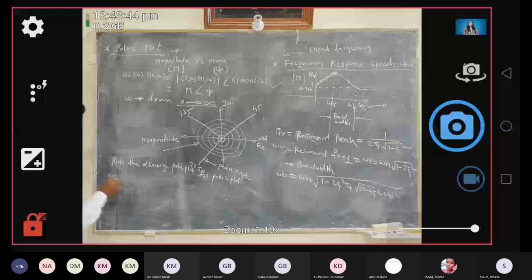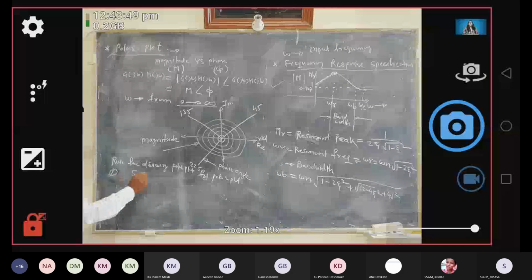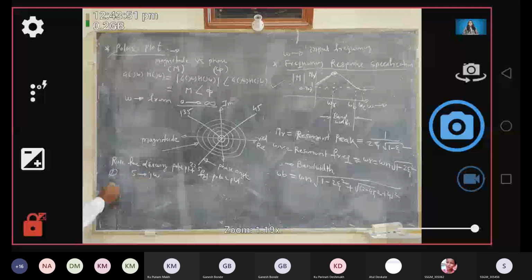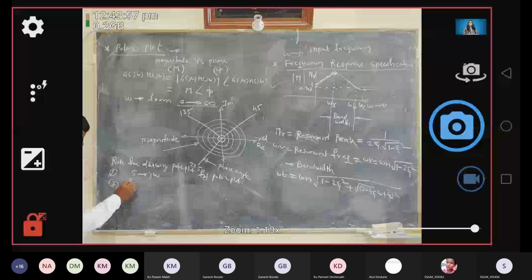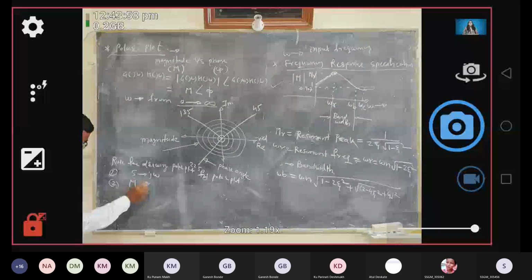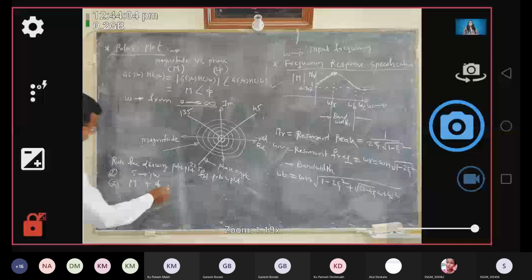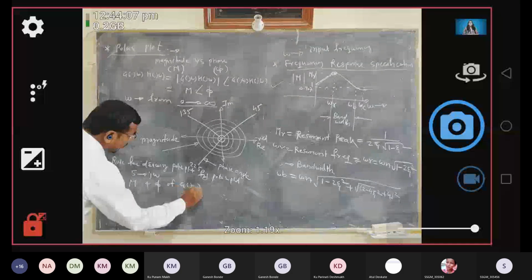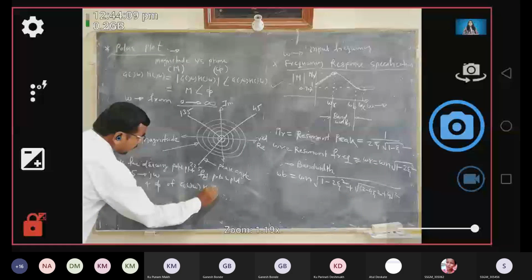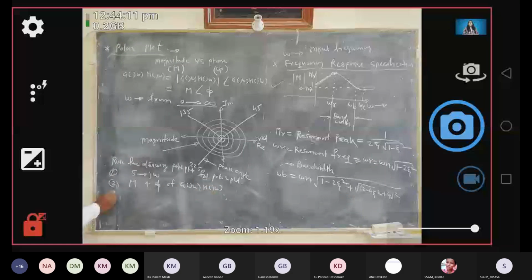Okay, so your rule number 1 is that we just substitute s by j omega. Then rule number 2, write down the expression for magnitude M and phase phi of G of j omega into H of j omega, from the given transfer function.